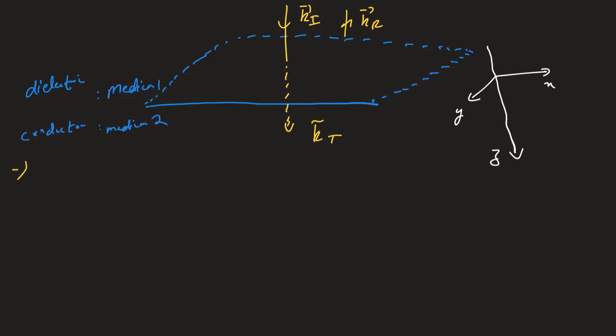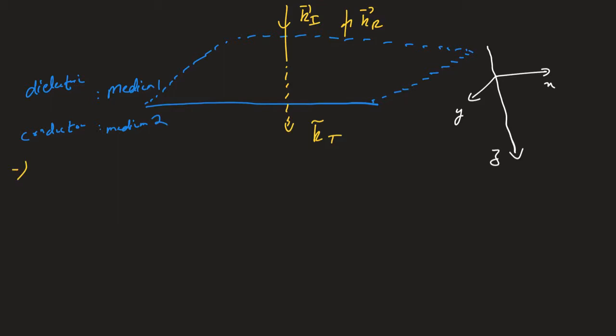Now, as always, this is the third time that we're looking at interfaces. We first did it for normal incidence between two dielectrics. We then did oblique incidence between two dielectrics, and now we're doing normal incidence between a dielectric and a conductor. And this is the last thing that we'll do with regards to interfaces.